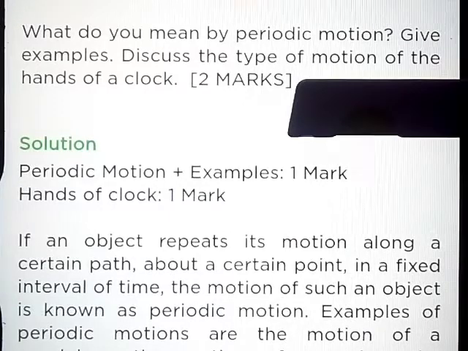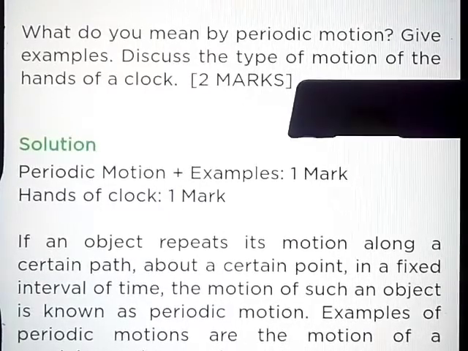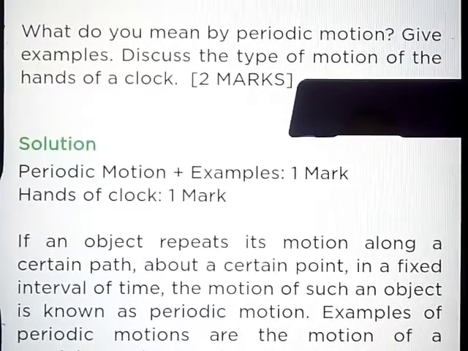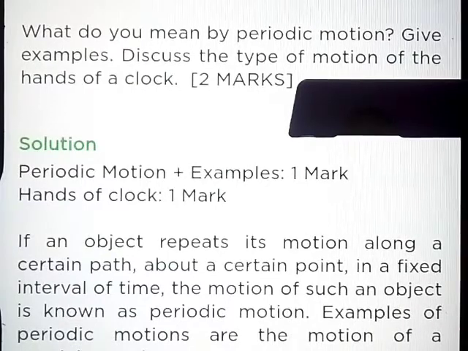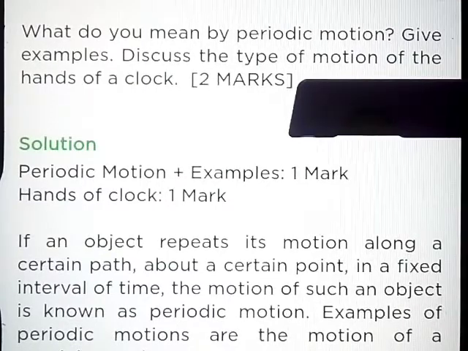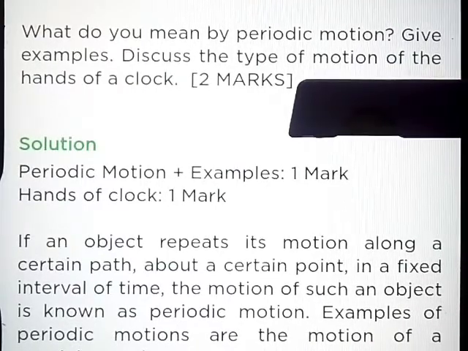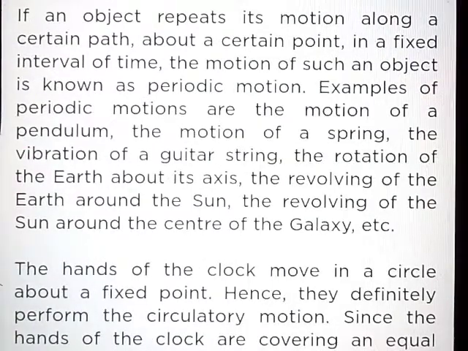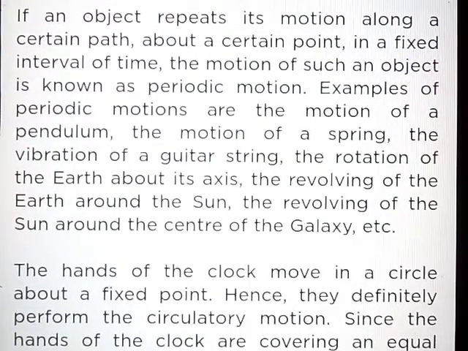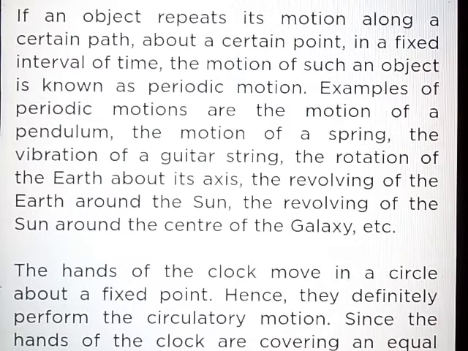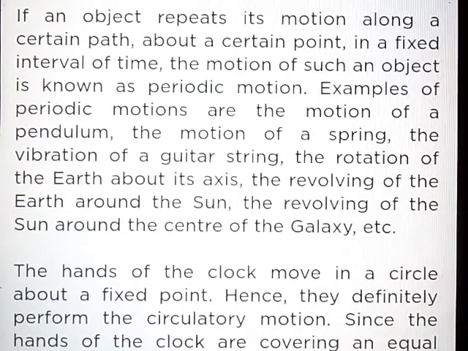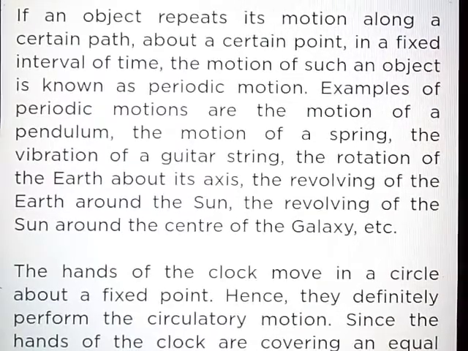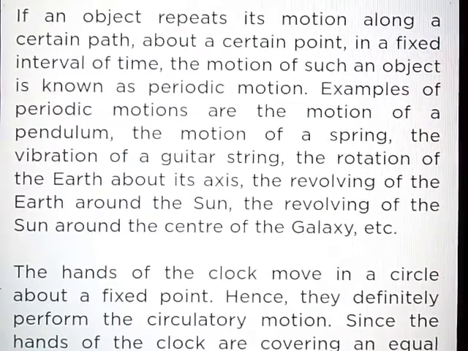Question number 5. What do you mean by periodic motion? Give examples. Discuss the type of motion of the hands of a clock. Answer. If an object repeats its motion along a certain path about a certain point in a fixed interval of time, the motion of such an object is known as periodic motion.